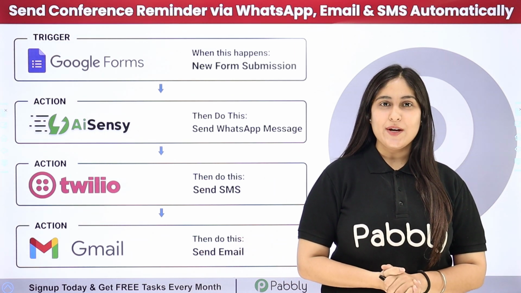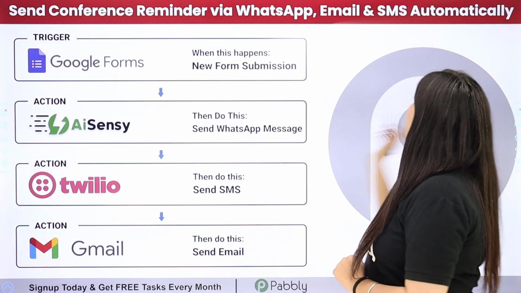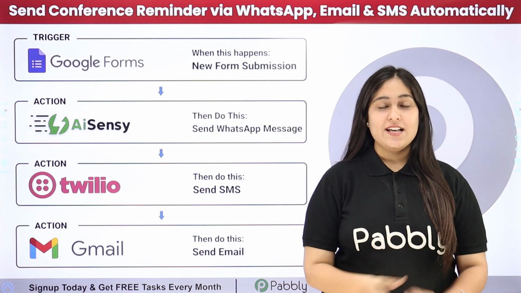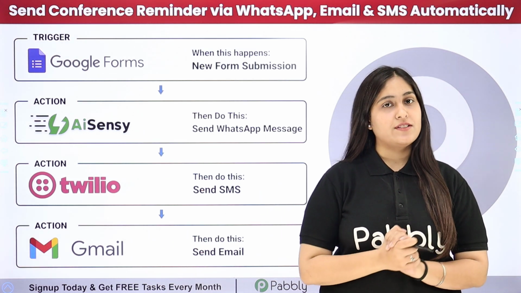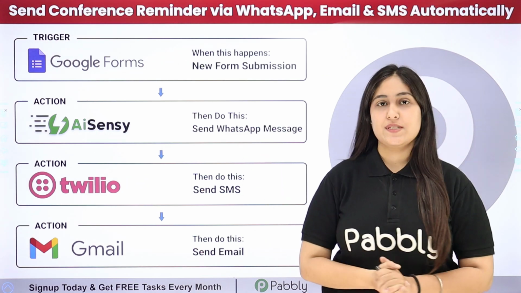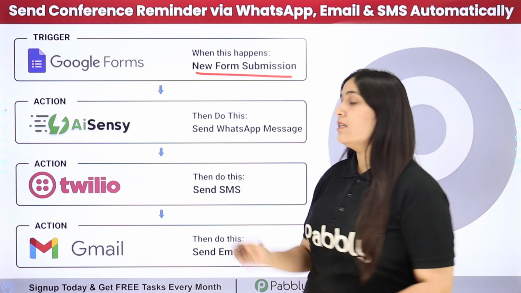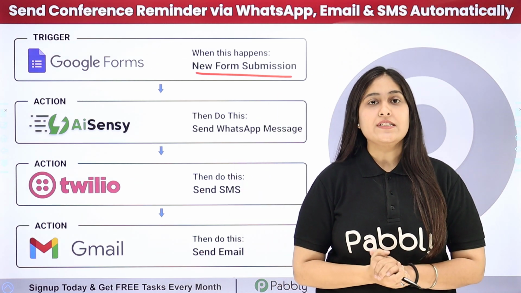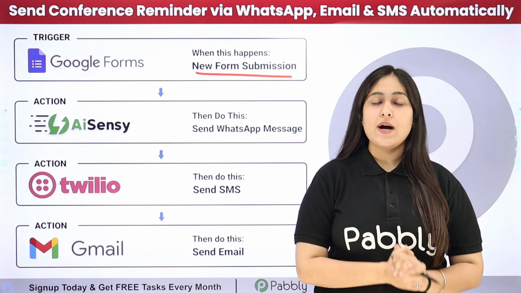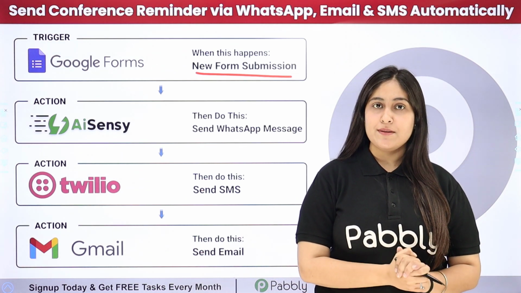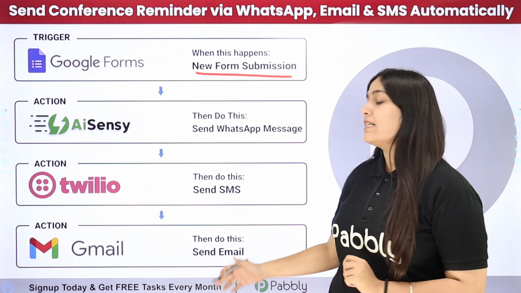So in this video we are going to understand how to send conference reminder via WhatsApp, email and SMS automatically. So I am conducting conferences over here and I have created a conference registration form using Google Forms. Now in this case I want that whenever I receive a new form submission, automatically all the registrant details should be added in my Google Sheets, and after that automatically a 1 day before and 2 hours before conference reminder should be sent to all my registrants through WhatsApp, SMS and Gmail.